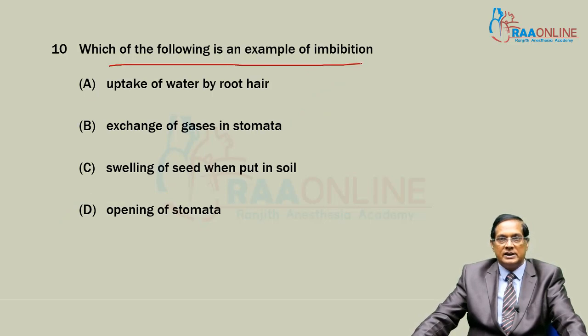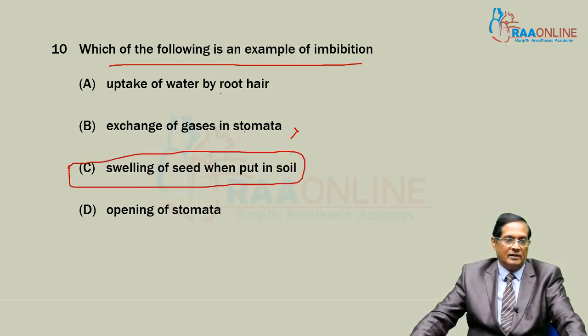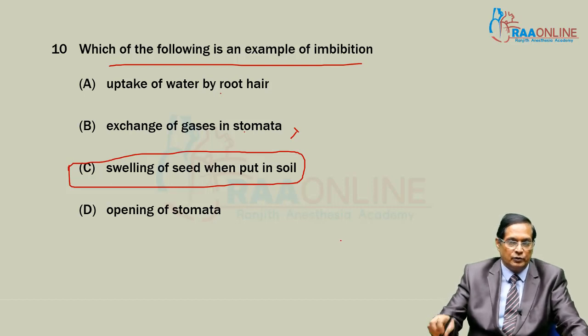Which of the following is an example of imbibition? Uptake of water by root hair, exchange of gases in stomata. It is a diffusion only. It is a simple diffusion. Swelling of seed when put in the soil.